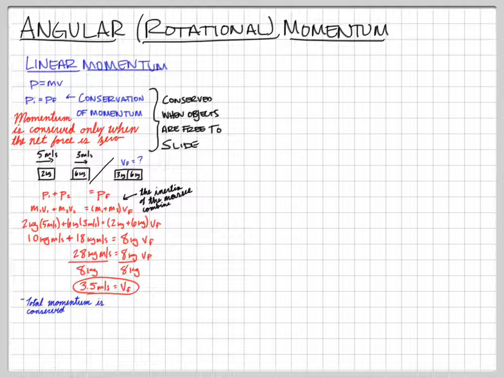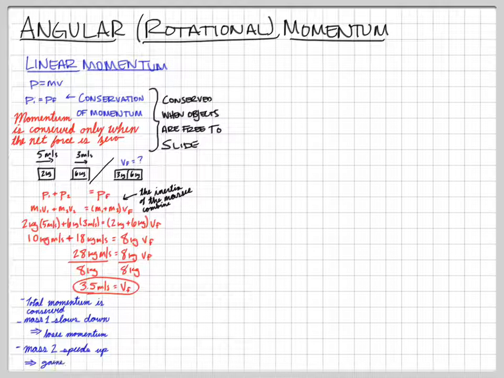So in this, we see that total momentum is conserved. We have the same amount of momentum beforehand as we did afterwards. It's the only way we could solve this problem. Mass 1 slows down. So mass 1 loses momentum. Mass 1 has less momentum than when we started. Mass 2 speeds up. Goes from 3 meters per second to 3.5 meters per second. Mass 2 gains momentum.